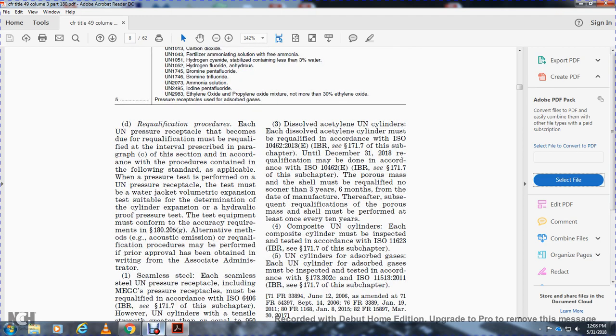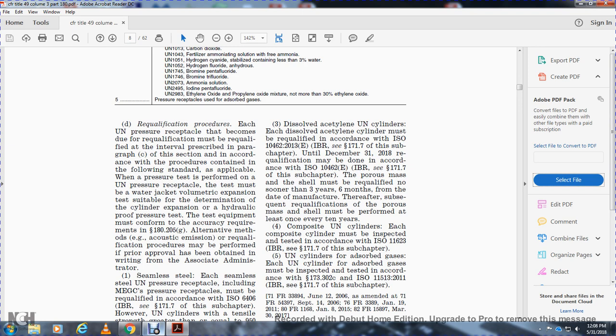Dissolved acetylene UN cylinders. The dissolved acetylene cylinders must be qualified in accordance with ISO 10462:2013 until December 13, 2018. Requalification may be done in accordance with ISO 10462. The porous mass of the shell must be requalified no sooner than 3 years, 6 months from the date of manufacture. Thereafter, the subsequent requalification of the porous mass shell must be performed at least once every 10 years.